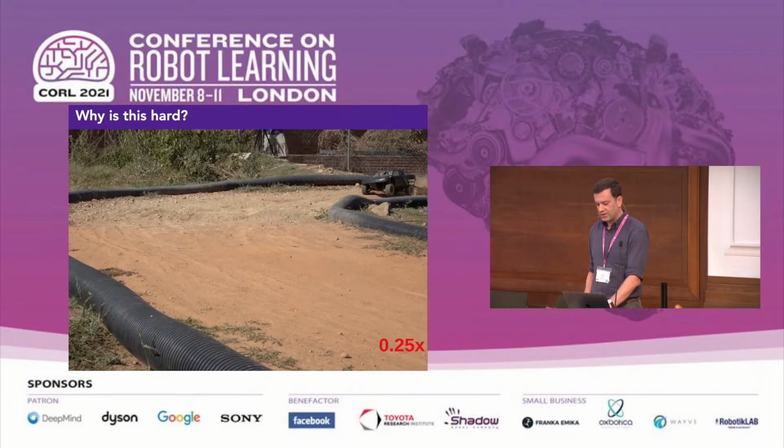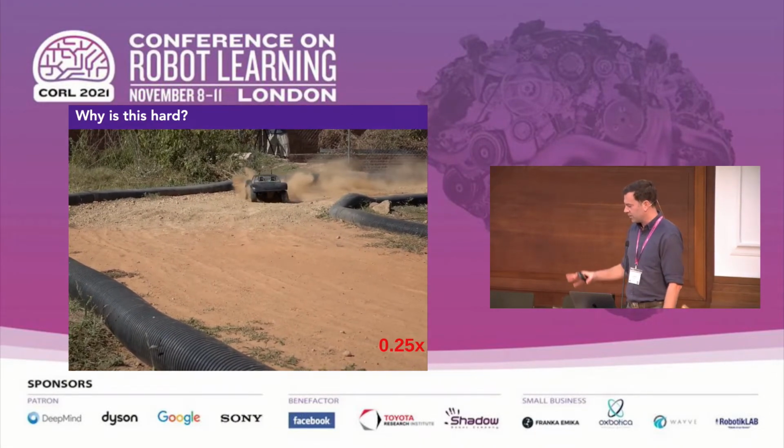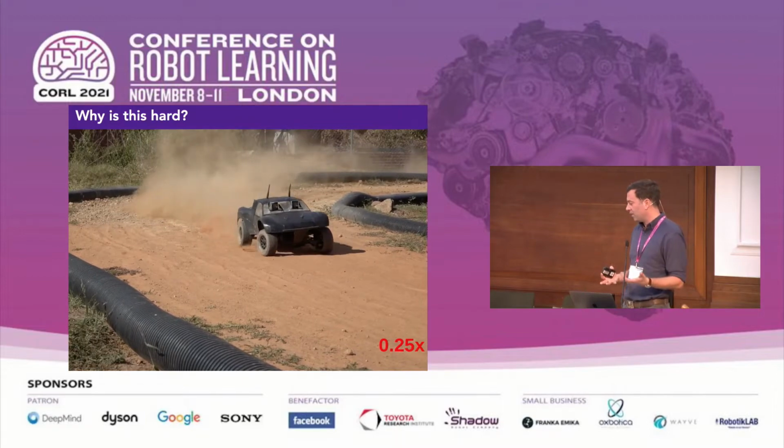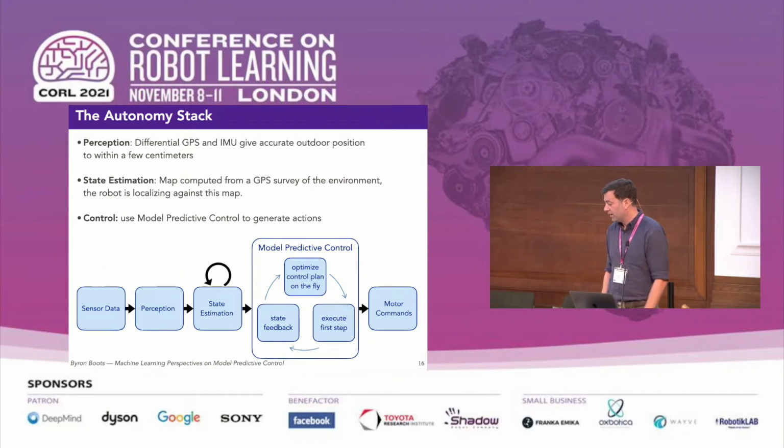Okay, so first let's look at why this is hard. Here you're going to see a video of the car driving in slow-mo. This is 1/4 speed. And you can see that it's bouncing and slipping, and the behavior is quite difficult to predict, which actually makes it a perfect candidate for MPC. The whole key to this is having a good state estimation algorithm. So our autonomy stack looks something like this.